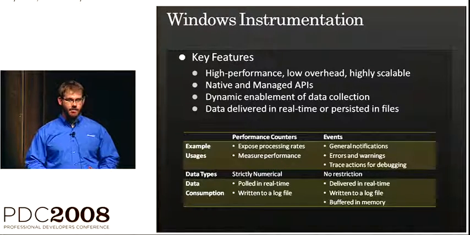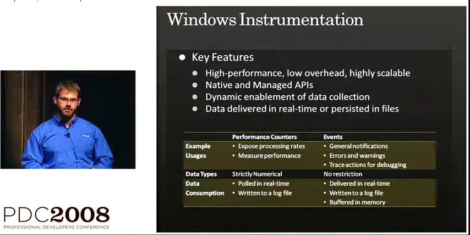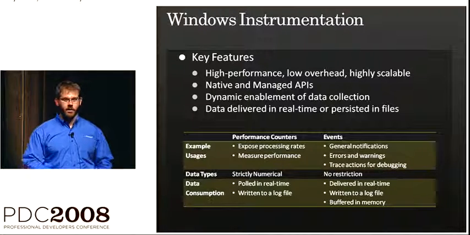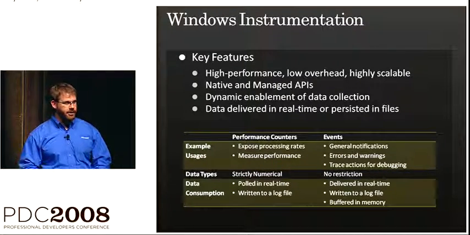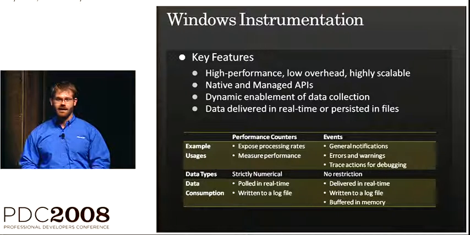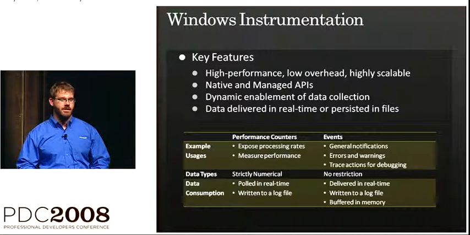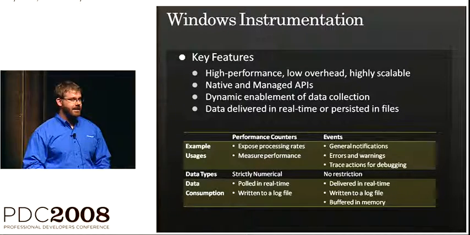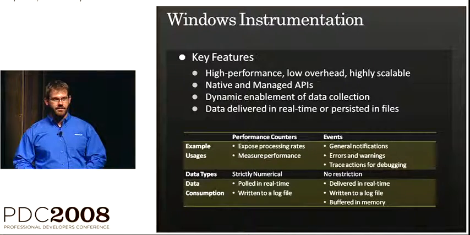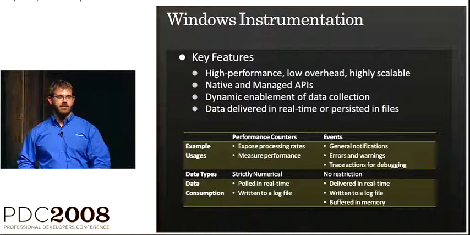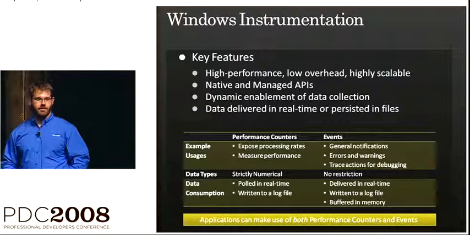When I look at the data types between the two types of instrumentation, performance counters are strictly numerical, whereas events have a payload associated with them. They have message strings. You can actually format that data and present it to the user in a way that actually makes sense to a human being reading it. And lastly, the consumption story is flexible for both models. And I'm actually going to do a demo right now to show you what that looks like.